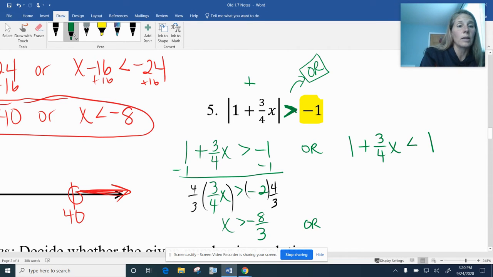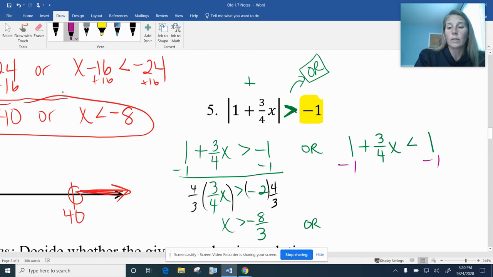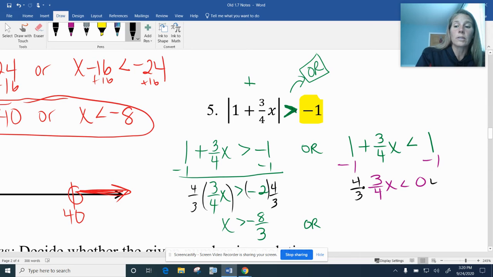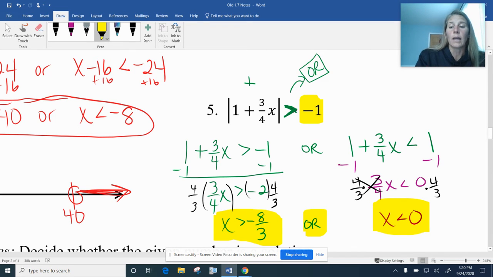Or, and then on this side, I think I'm going to try to do it a different color just so we can compare. So subtracting the 1, so I get 3/4 x is less than 0. And then I'm going to multiply by my reciprocal on each side. So I end up with x is less than 0. Okay, so these are the two solutions we got. We ended up with x is greater than -8/3 or x is less than 0.